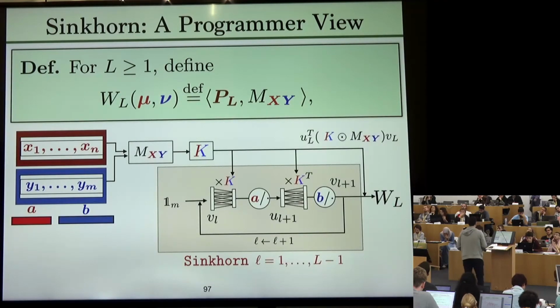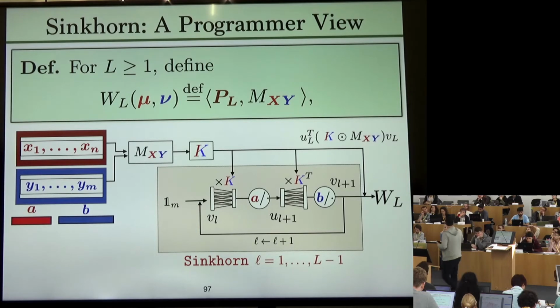Maybe I can write it this way as well. I have weights A and B's. I have inputs X's and Y's. I combine the inputs X and Y's to form a matrix of costs. So this is how you would program it. Then I use that matrix of cost and I exponentiate it, minus the matrix divided by some gamma. That gives me a K. And then I just run the Sinkhorn algorithm for a while.